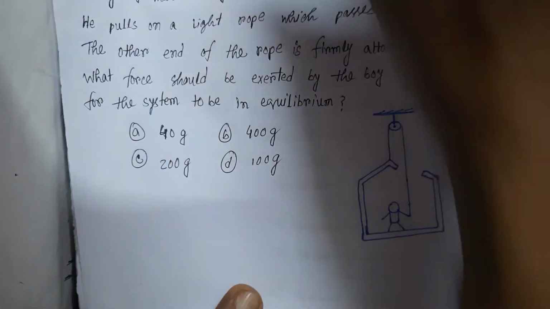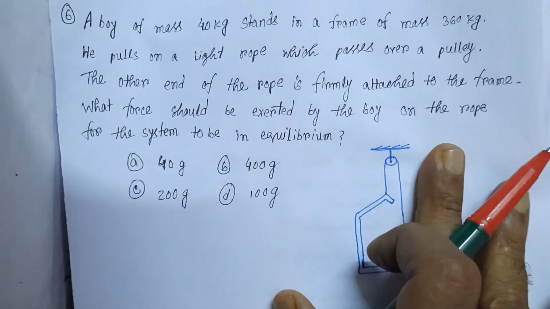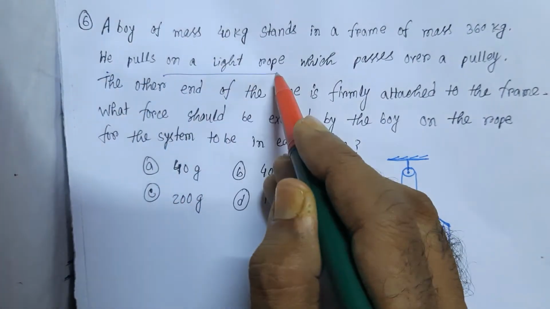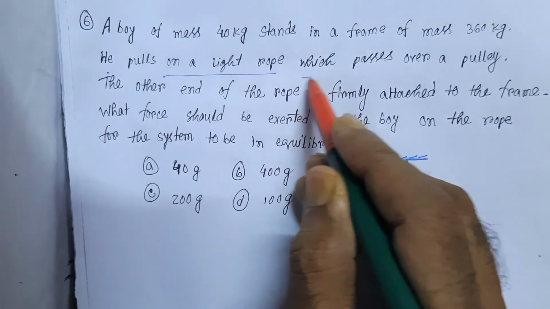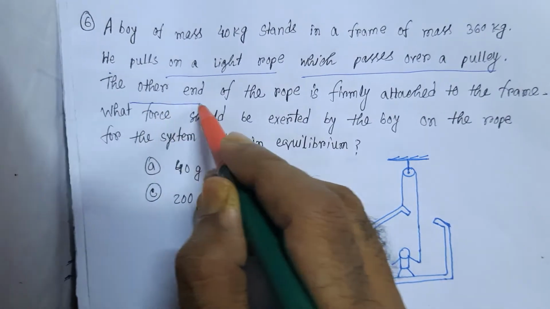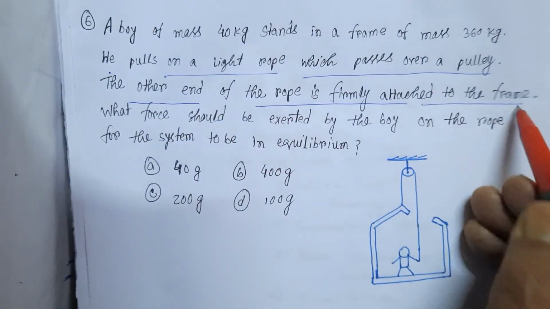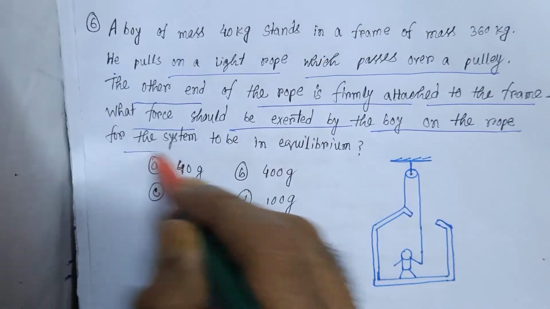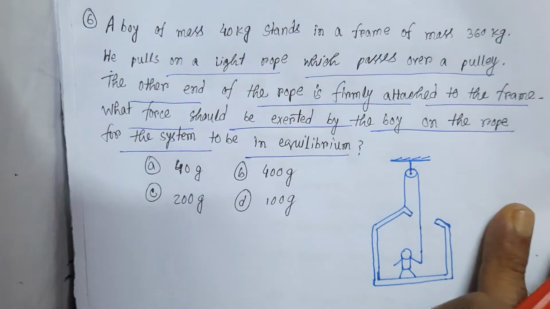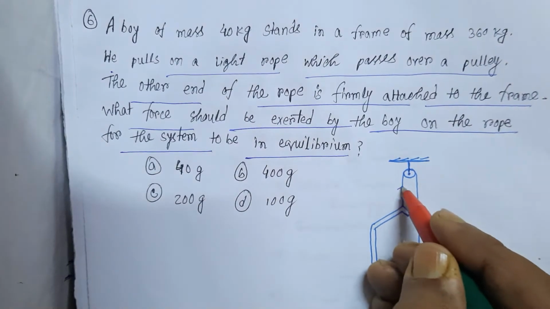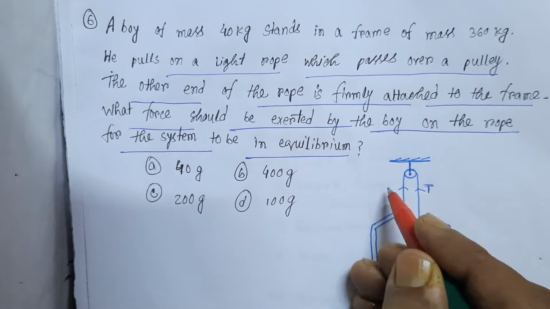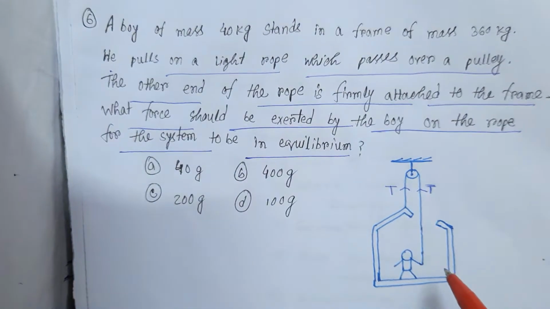Now let us take the question number 6. A boy of mass 40 kg stands in a frame of mass 360 kg. He pulls on a light rope which passes over a pulley. The other end of the rope is firmly attached to the frame. What force should be exerted by the boy on the rope for the system to be in equilibrium? Here is a pulley, and the pulley is smooth. Let the tension on one side be T, so the tension on the other side is also T.